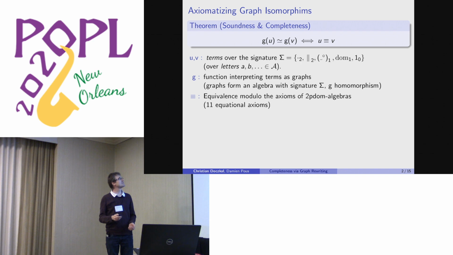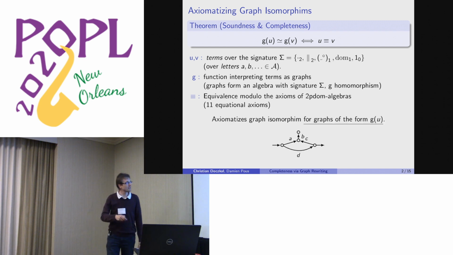And for this to actually make any sense, I probably should explain how we interpret terms as graphs. In fact, graphs form an algebra over that same signature. So what we need to do is interpret the term operations on graphs. The kind of graphs that we're dealing with in this kind of theorem are directed labeled multigraphs, where you have two distinguished vertices, which we call input and output. The input is marked by an ingoing arrow, and the output is marked by an outgoing arrow.